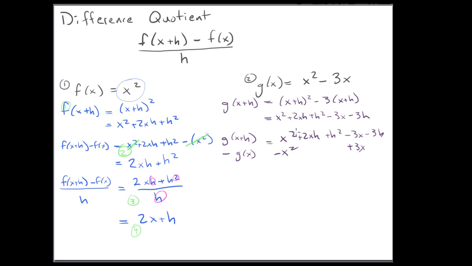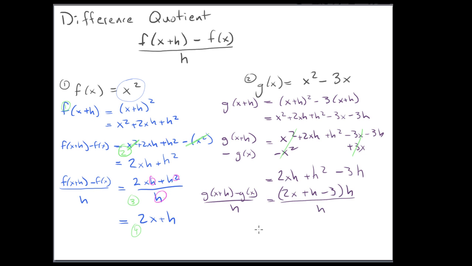Those cancel out. And let's figure out what all remains. 2xh plus h squared minus 3h. Great. Everything's in terms of h. So I'm going to take all of this and divide it all by h. And we get the difference quotient 2x plus h minus 3. Wow. All right. And that's finding difference quotients.